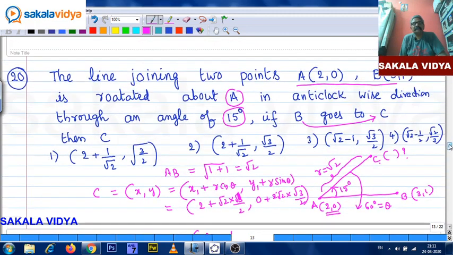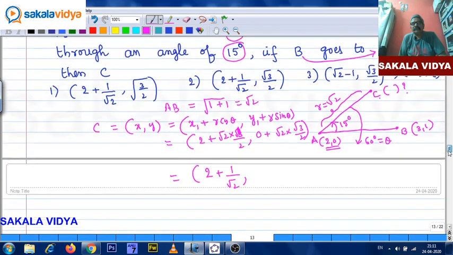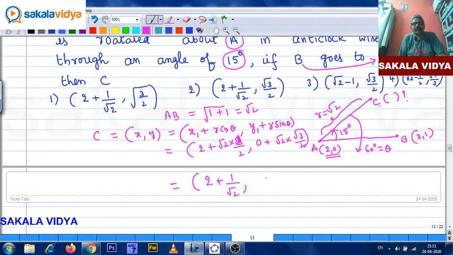One minute, I made a mistake. The r value will be root 2 into root 3 by 2. So, root 3 by root 2 we can write. So, this equals 2 plus 1 by root 2 comma root 3 by 2. So, that means the first option is the right option.